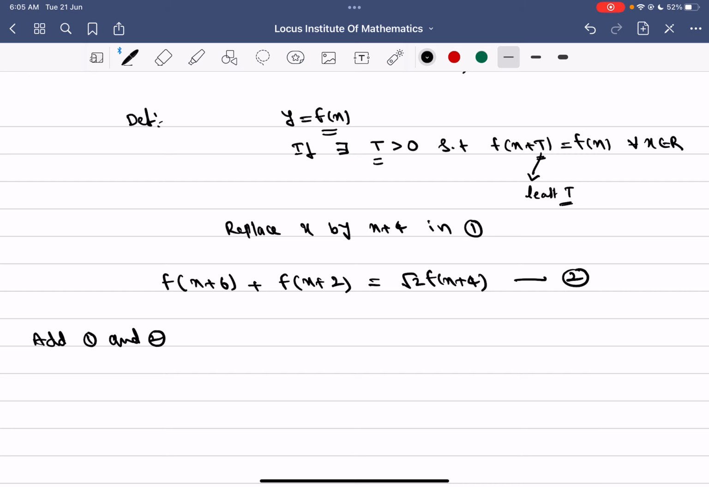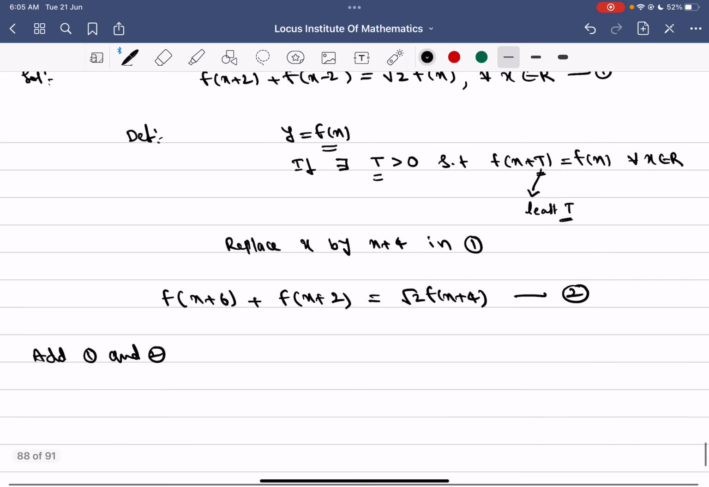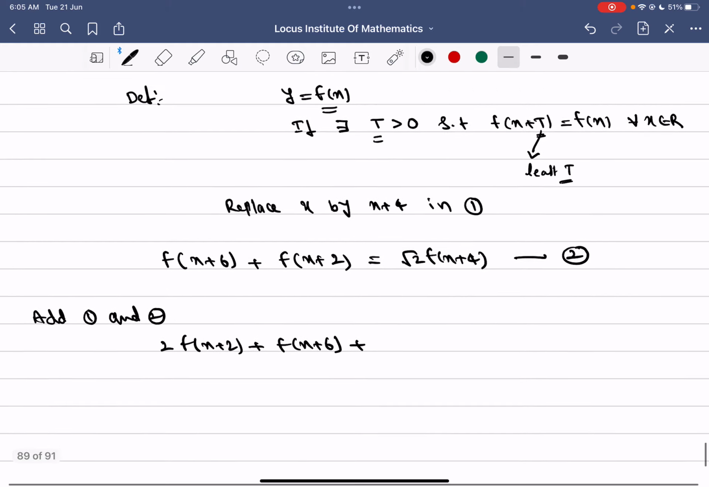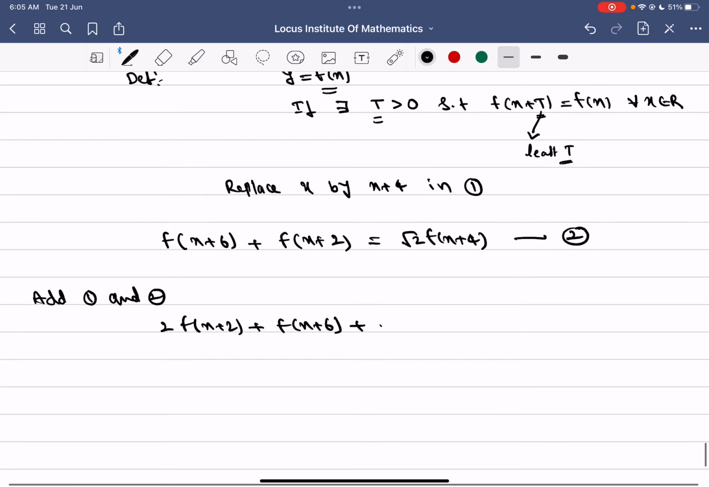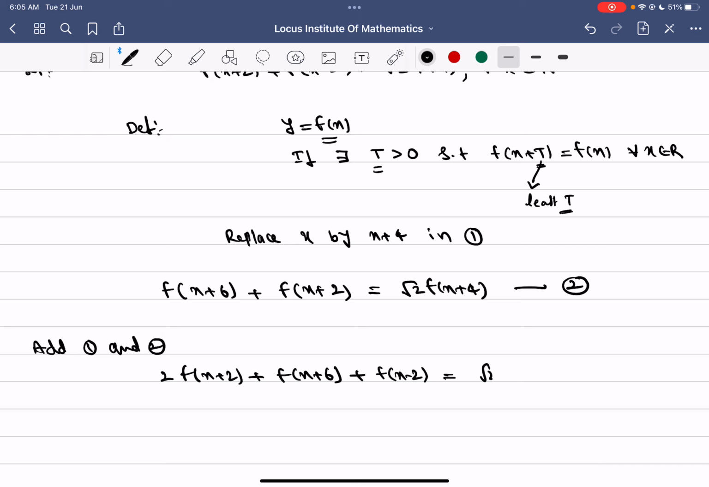If you add 1 and 2, then what you get? f of x plus 2 and f of x plus 2 gives 2 times f of x plus 2, plus f of x plus 6 plus f of x minus 2, is equal to, here root 2 taken out common from 1 and 2, root 2 times f of x plus f of x plus 4.